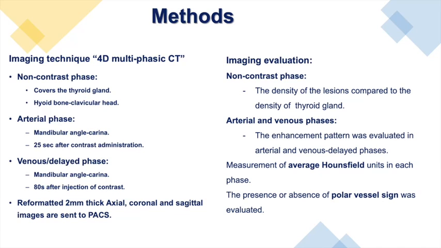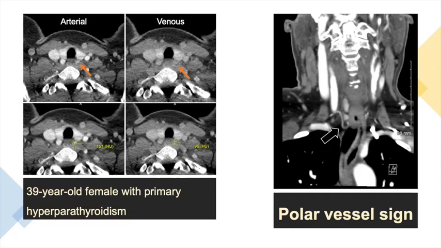subjective evaluation of the density on the non-contrast phase, compared to the thyroid gland, evaluation of the enhancement pattern on the arterial and venous phase, and measurement of the average Hounsfield unit in each phase. The presence or absence of the polar vessel sign was also evaluated. Here is the method for measurement of the density and Hounsfield unit using the point analysis tool, because these lesions are very, very small. And here is an example for the polar vessel sign.